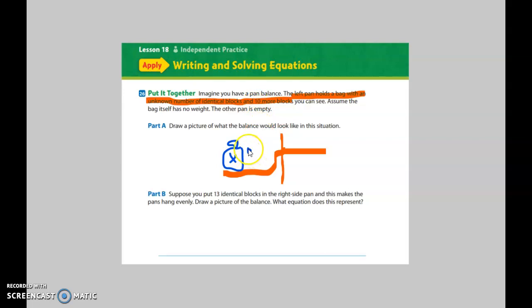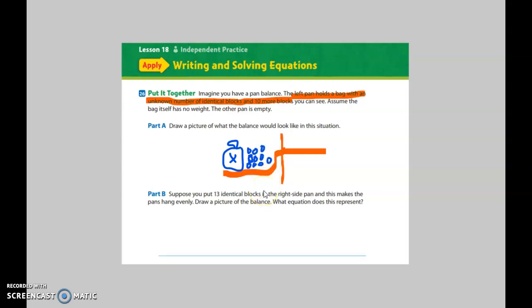So 1, 2, don't judge my blocks. 3, 4, 5, 6, 7. This only looks like 6 because this one's messed up. So I'm gonna 7, 8, 9, and then 10's chilling over here by himself.